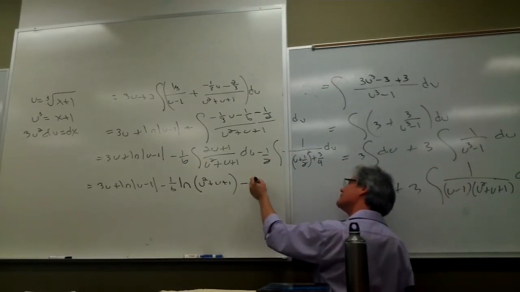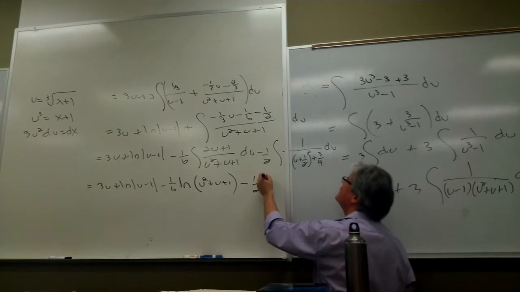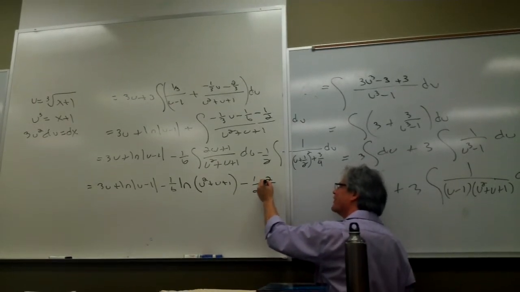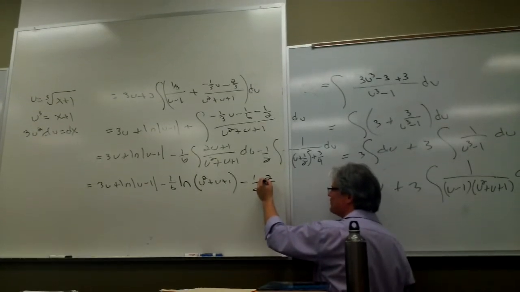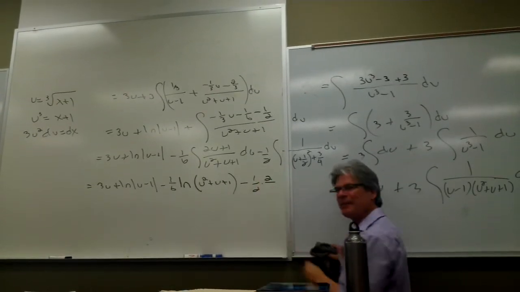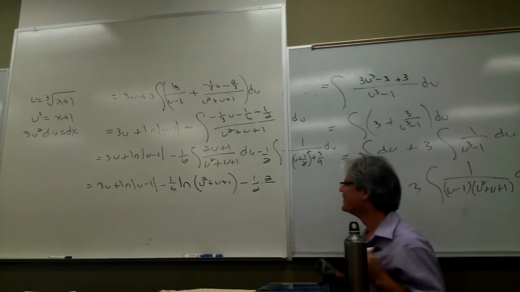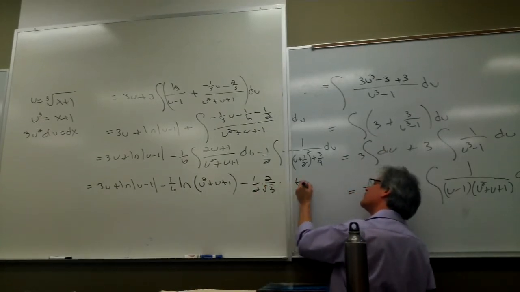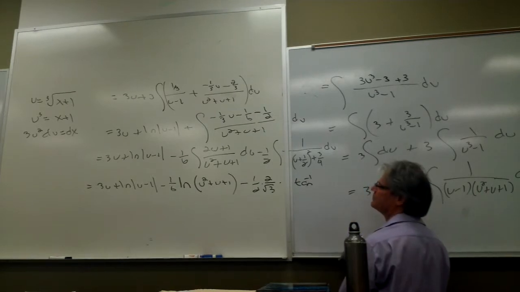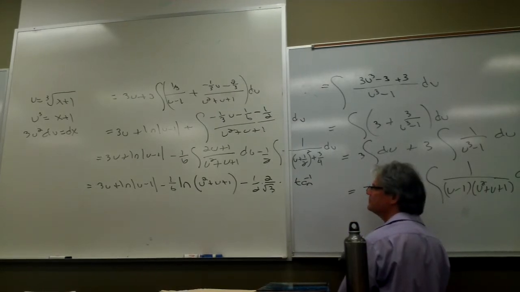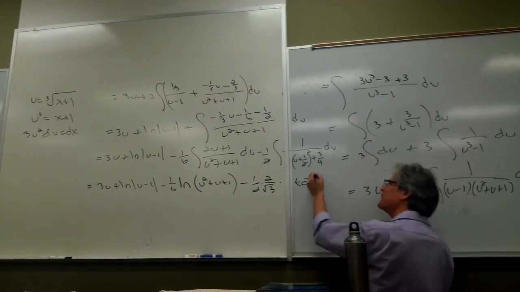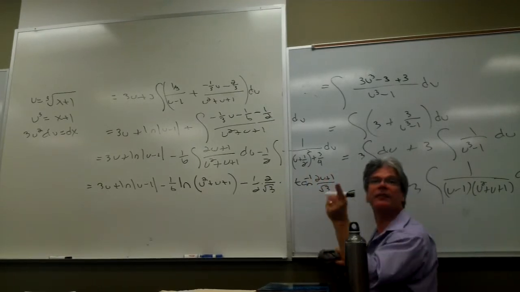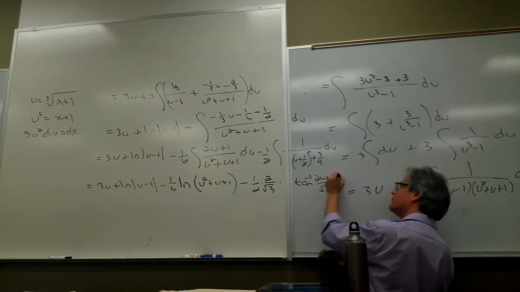Minus 1/2 times, well, I'll help you, 2 over the square root of 3, tangent inverse. Tan inverse of 2u plus 1 over root 3. Oh, David, it's your turn. Plus C.